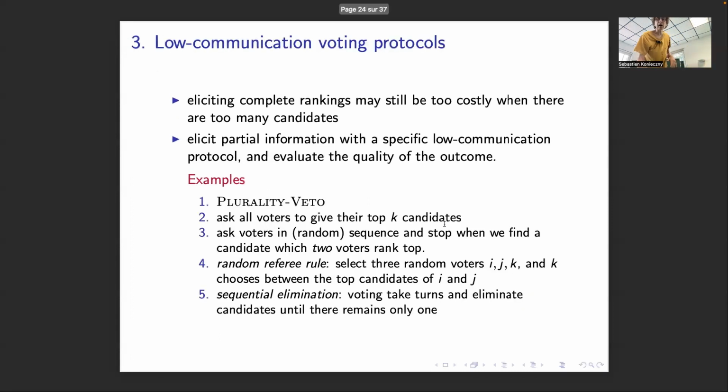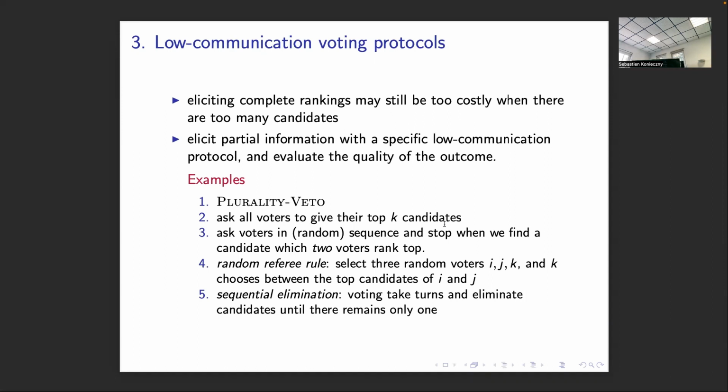And actually this rule is an interesting rule per se, not only because of distortion. There is a family of low communication rules, which are rules that come with low communication protocols. Plurality veto is a perfect example of that. There are other rules, which I'm not going to talk about because I don't have time.